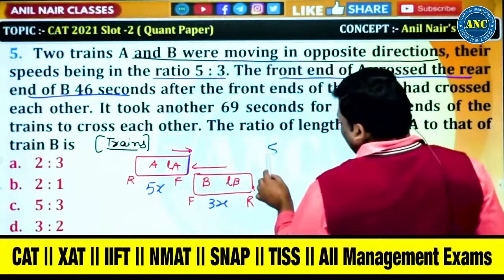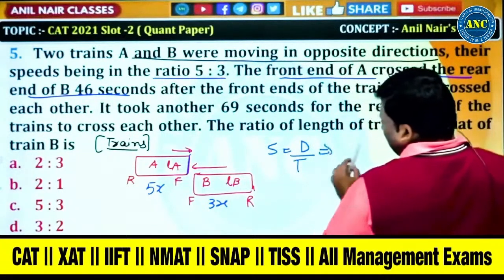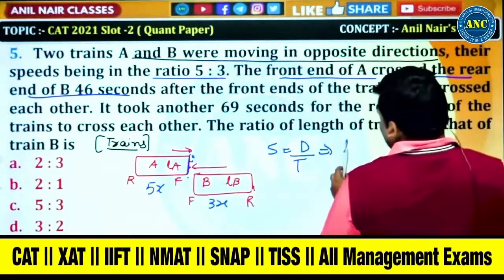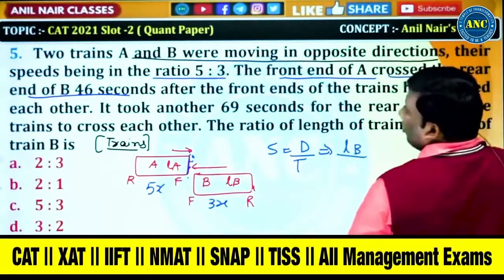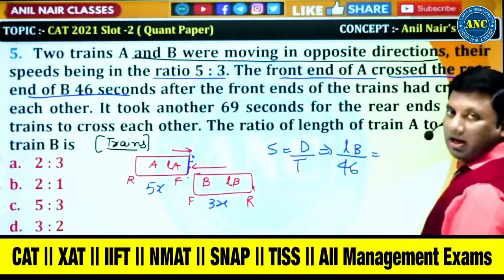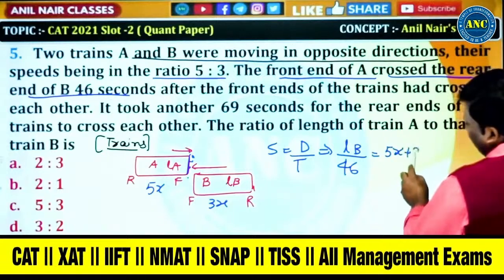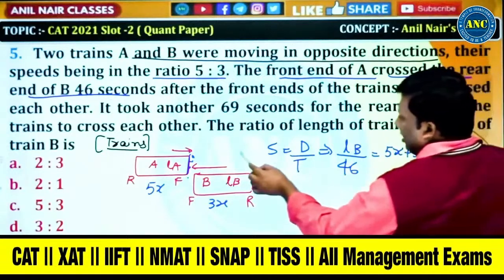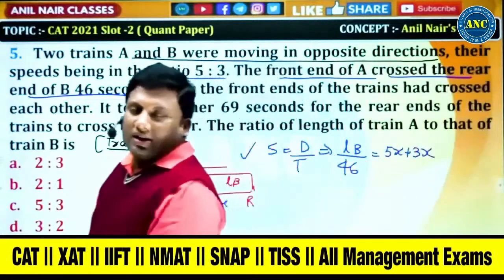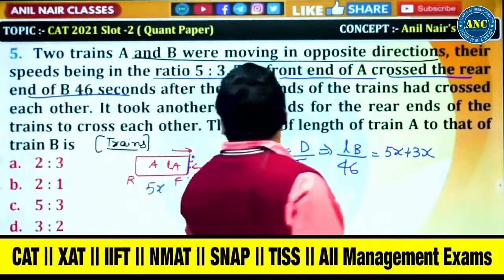So speed is equivalent to distance by time. From here to here, the entire distance covered is LB. Time, how much time has it taken? 46 seconds. The trains are moving in the opposite direction, so it will be 5x plus 3x. First condition, it is very clear. If two trains are moving in the opposite direction, then the relative speed will be the addition of the speeds. So first point, it is clear.